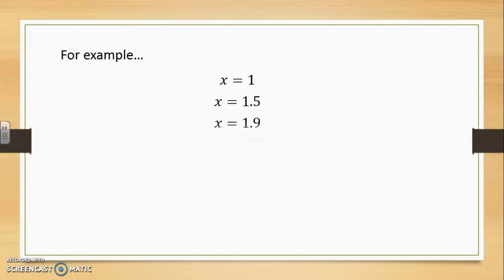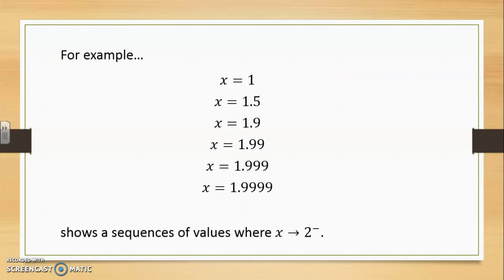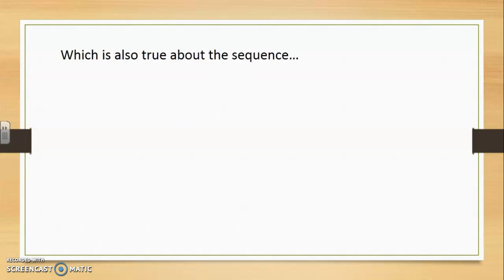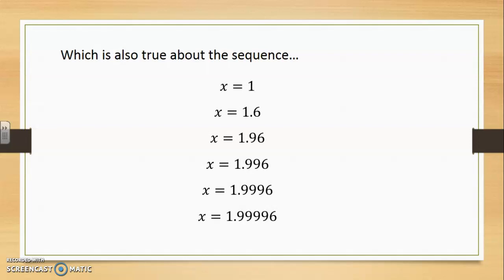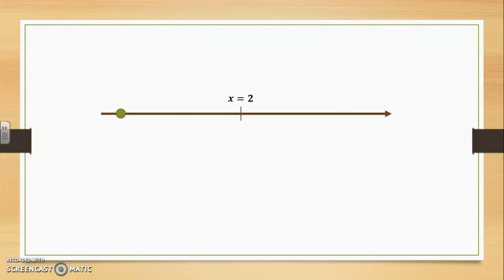For example, here is a sequence of numbers where x is approaching 2 from the left. Which is also true about the following sequence, where x values are still approaching 2 from the left, despite being a different set of values from what we saw previously. Graphically, we can think of successive values approaching 2, but remaining left of 2 at all times.